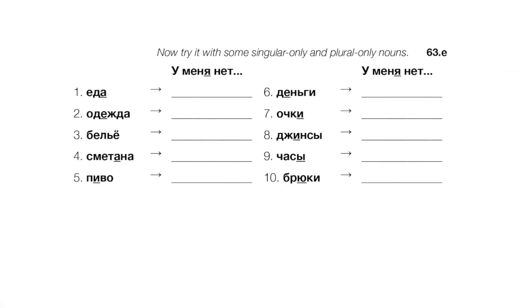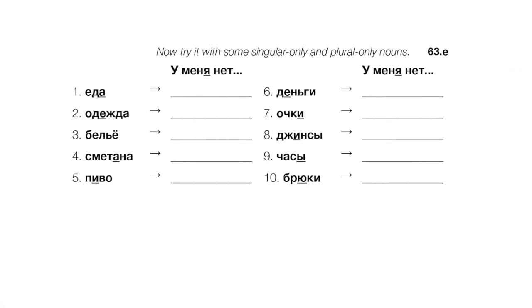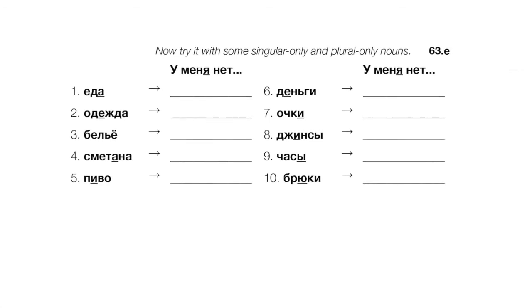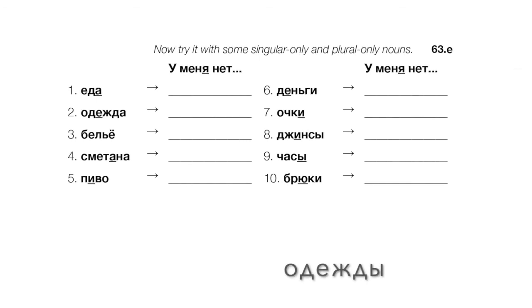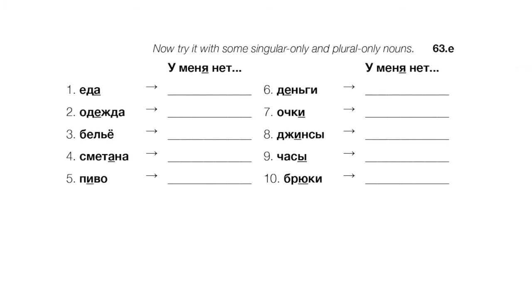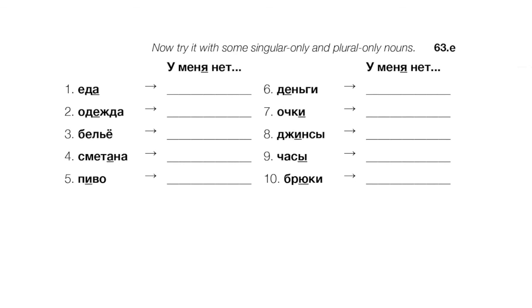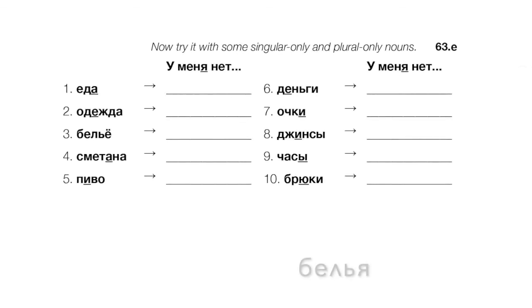Okay, and number 2, одежда, basically clothing. So we say clothes in English, but clothing, for example, we wouldn't use in the plural to say clothings, right? So the Russian одежда is like English clothing. So I don't have clothes, that'll be у меня нет одежды. 3, белье, laundry. This means literally white stuff, which can maybe help us explain why it's singular only in Russian. У меня нет белья.